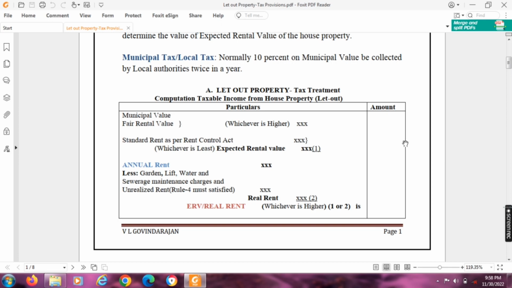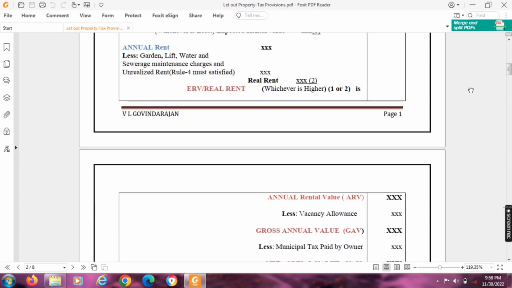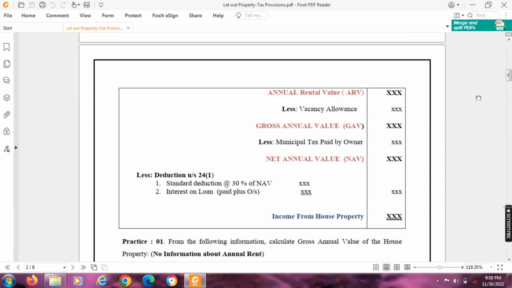Now we have to compare the expected rental value or the real rent, whichever is higher. That value is called annual rental value. In that value, we have to deduct vacancy allowance. When the property is vacant 1 or 2 months during our previous year, we have to deduct vacancy allowance from annual rental value. So the balance value is called gross annual value, GAV.